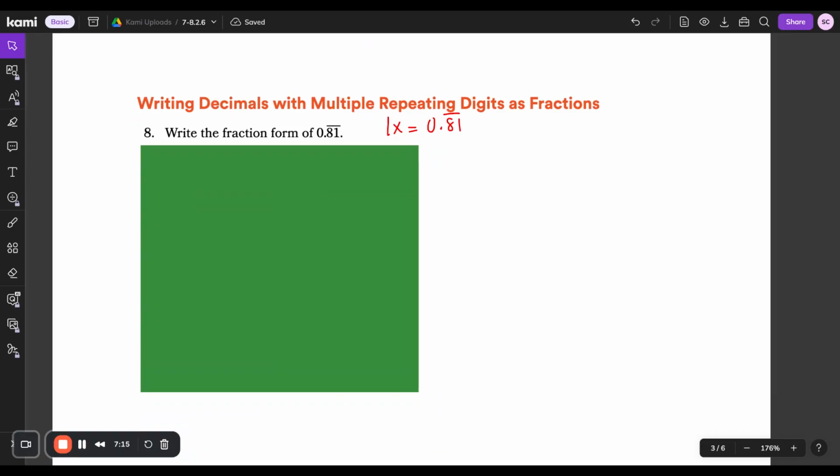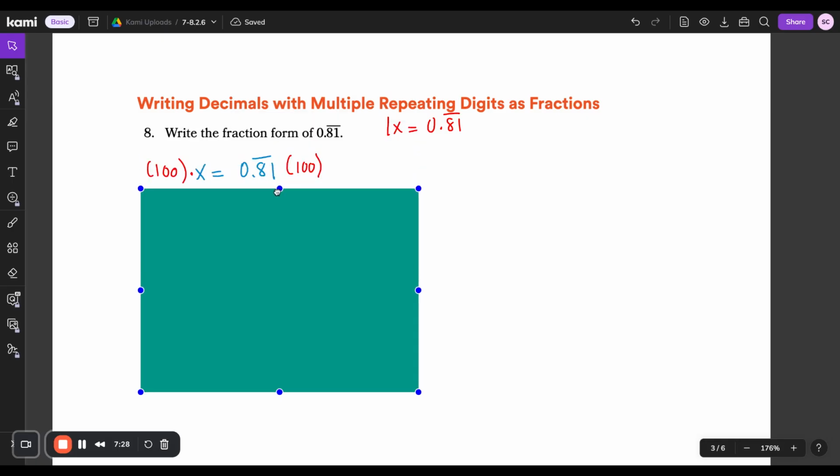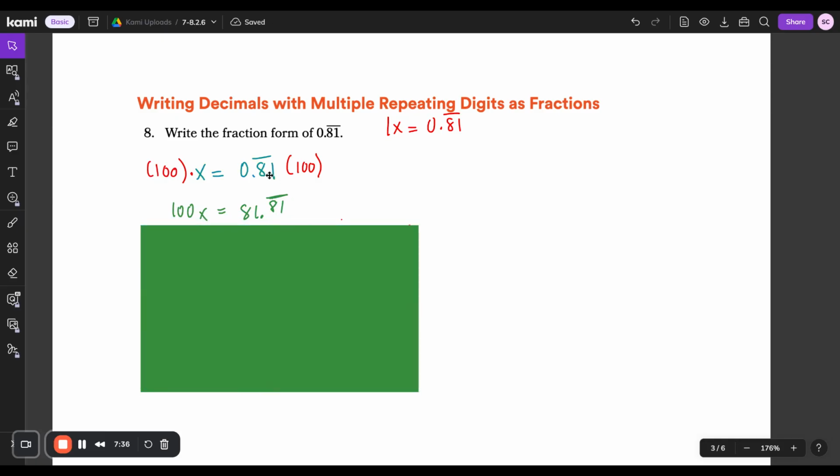Number 8 is slightly different because our repeating decimal is 81 hundredths. When we had tenths, we multiplied by 10. Since we have 81 hundredths, we're going to multiply by 100 for this one. The same process still applies, multiplying by 100 on both sides. And 100 times x leaves us with 100x, and 81 hundredths repeating times 100 is going to leave us with 81 and 81 hundredths repeating.